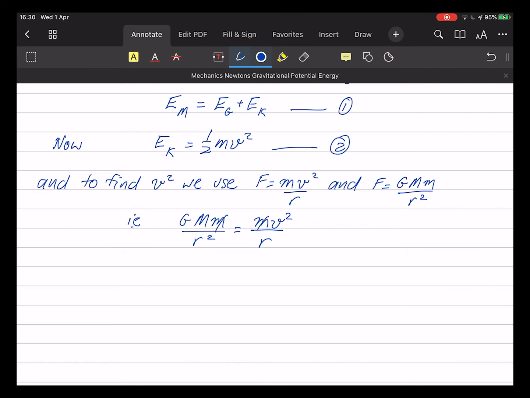They cancel, and that cancels with one of those. And so I'm left with v squared equals GM on r. Okay, good. So I have an expression for v squared.